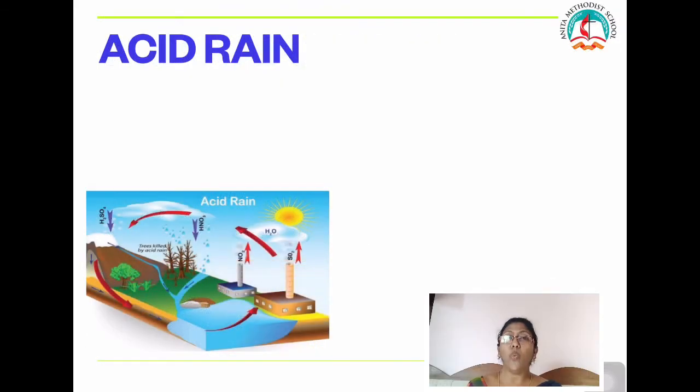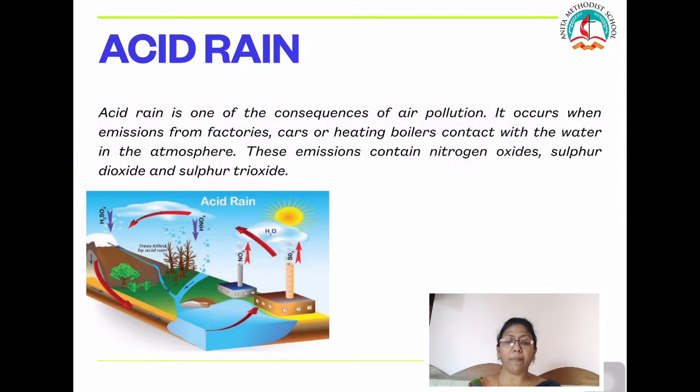Next, we will see what is acid rain. Acid rain or acid deposition is a broad term that includes any form of precipitation with acidic components such as sulfuric or nitric acid that fall to the ground from the atmosphere in wet or dry form. This can include rain, snow, fog, hail, or even dust that is acidic.